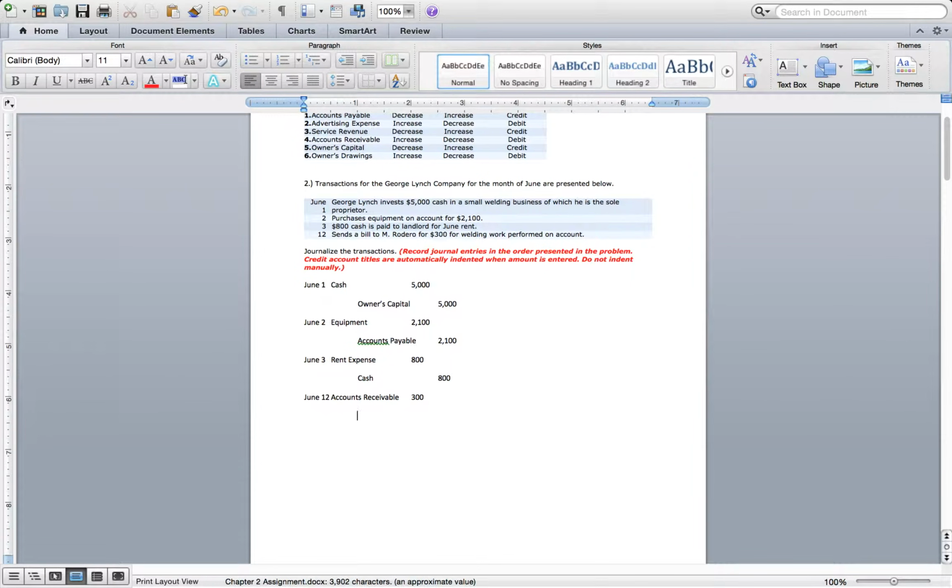And then, accounting says, the GAAP, that you record revenue when it's earned. And since you've earned this, you can record it. And revenue increases with a credit. So you want to credit service revenue for $300.